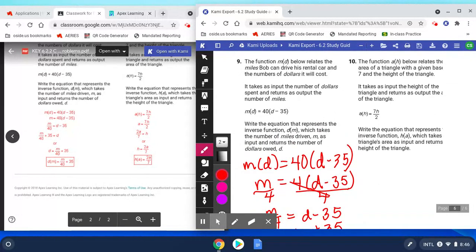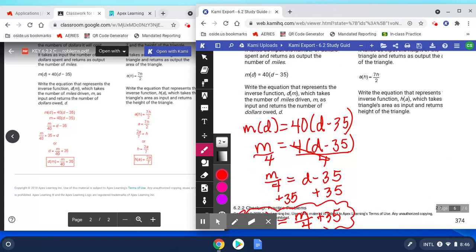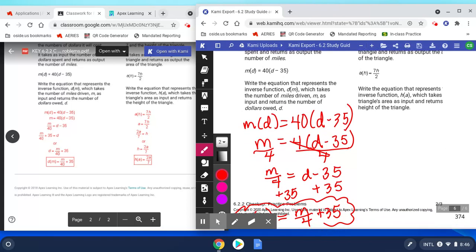Finally, let's look at one more change of perspective as this application problem. The function below relates the area of a triangle with a given height. It takes the input of height and it gives you the output as the triangle's area. Now write the equation that represents the inverse. It takes the triangle's area as input and returns the height. Sometimes we're solving for area, but sometimes we want to solve for height. It's just a change in perspective.